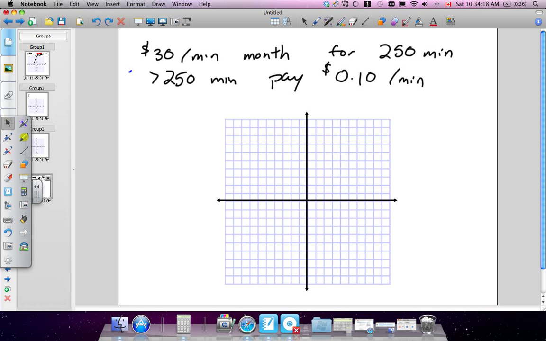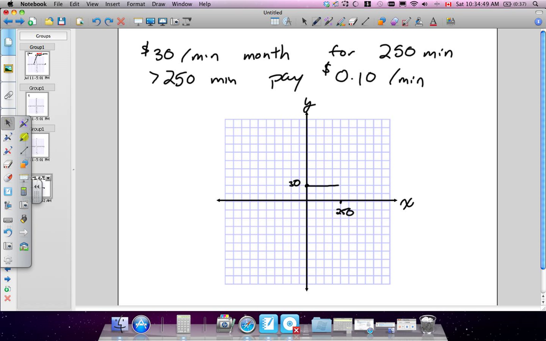So say we're talking about a phone bill. They give us these requirements for the phone bill. It's going to cost us $30 a month for the first 250 minutes. So maybe not the nicest phone plan. But say we've made our y-axis, and it won't be to scale right now, but we're going to say that this is 30, okay? So that's our 30 there. And we'll say that this is 250 minutes.